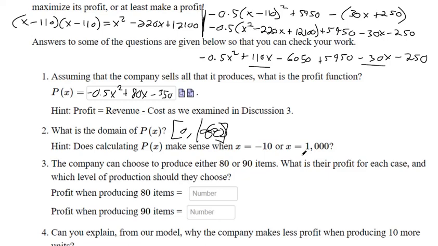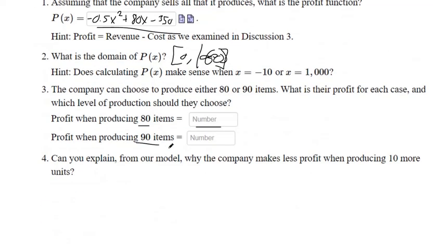Okay, the company can choose to produce either 80 or 90 items. What is their profit for each case? So profit for producing 80 items, that's where you just plug in 80 for x and then solve for the profit. 90 items, you just plug in 90 for x and then simplify.